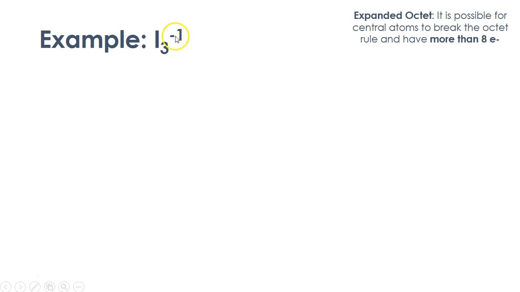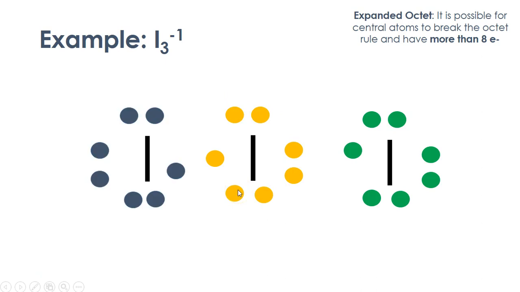So whenever we have a -1 charge, we know that we have more electrons than protons. So in this example, we're going to first draw out the Lewis structure for I3 and then talk about this -1 charge and what it means. So we know iodine has 7 valence electrons around it. And in this example, we have 3 iodines.